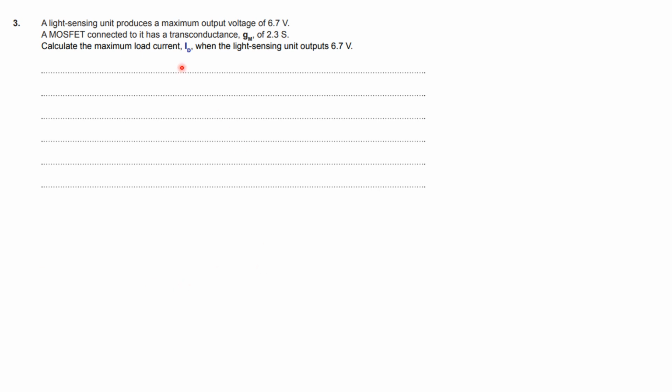Okay, we're essentially using the same equation. The light sensing unit produces an output voltage of 6.7. The MOSFET has a transconductance of 2.3. This time we're working out ID. So it's the same equation, really. There you go. So VGS is 6.7, GM is 2.3. Rearrange the equation. What you guys might want to do is try and select it and do it yourself.